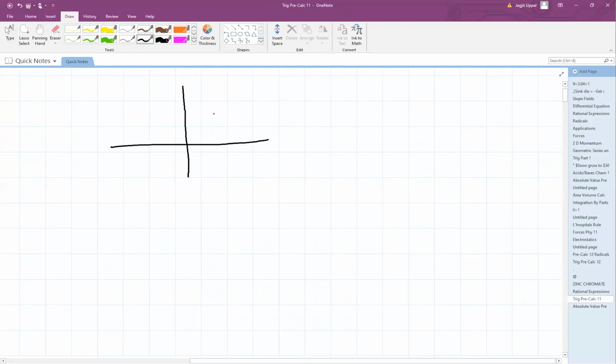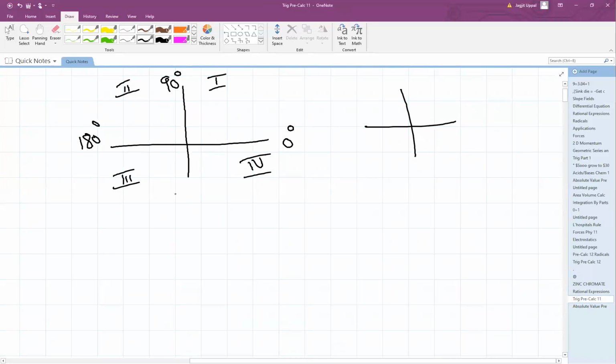So first thing you need to know, this is your quadrant number 2, this is your quadrant number 3, and this is your quadrant number 4. You need to know your quadrant. So guys, if I have an angle of 60 degrees, by the way, this is 0, this is 90 degrees, this is 180 degrees, this is 270 degrees, and when you make one full circle, you're at 360 degrees. Agreed?